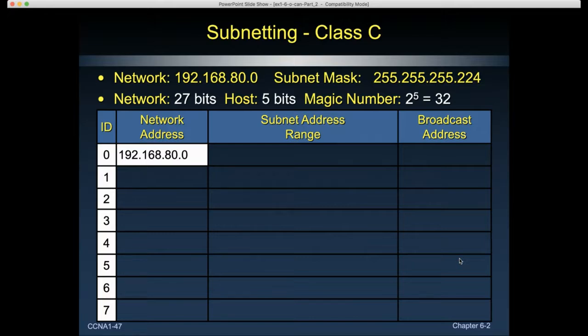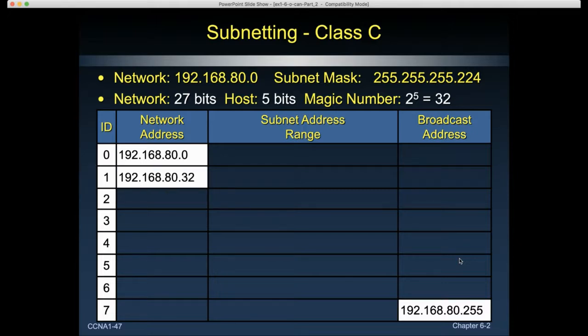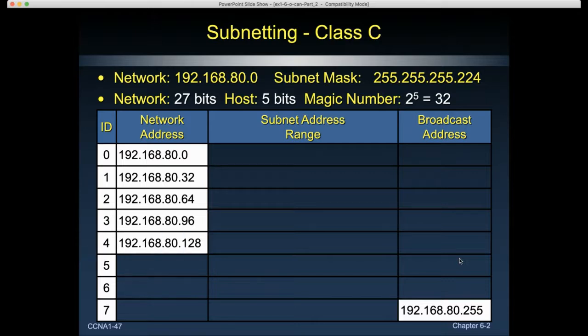And look at that last octet. What's the network address? What's our magic number? 32. What's 32 times 0? It's 0. So what's the first number that we can use? Oh, we're going to put the last broadcast address for the whole thing at the end. So if my reserved network address is 0, what's the first value I can use? Well, first of all, let's figure our network addresses. 32 times 1 is 32. 32 times 2 is 64. 32 times 3 is 96. 32 times 4 is 128.